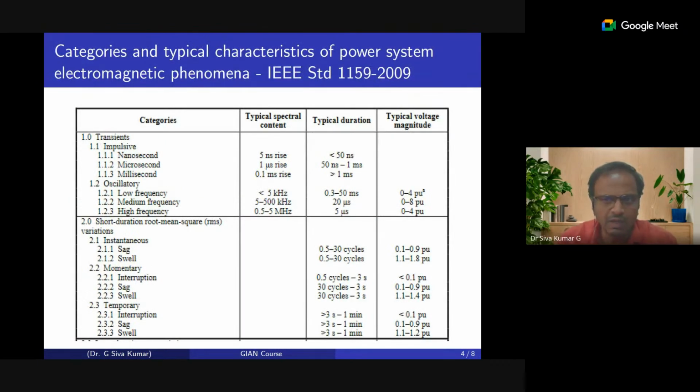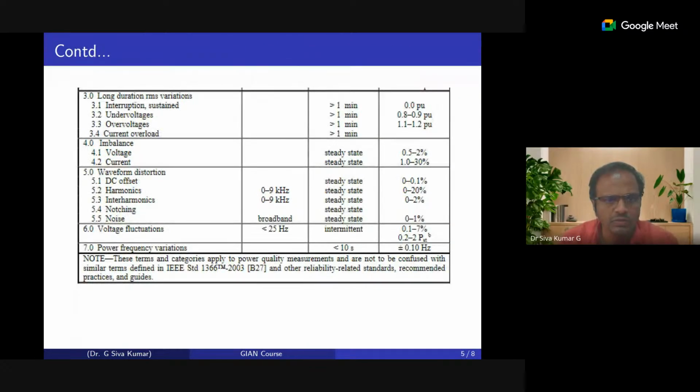Coming back to IEEE 1159, they have categorized with respect to the duration and the magnitude of the voltage. I'm not going to emphasize more on these definitions. Majorly, transients occur due to lightning phenomena in the system, and you have short duration RMS voltage variations, which all depend on time. Then you have long duration voltage variations, and imbalance in the voltage and current.